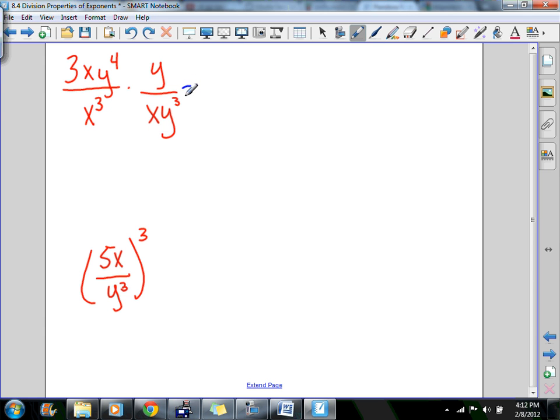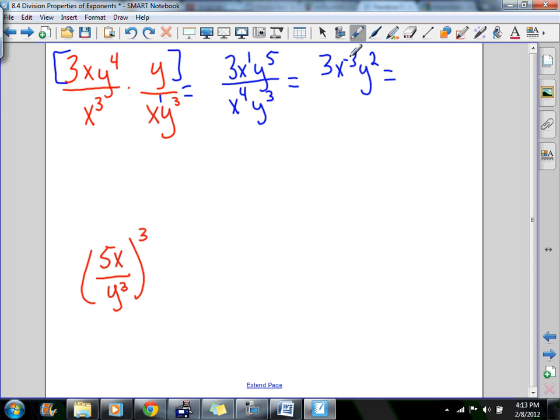So the top, we're going to look at just the numerator first. So we get 3x to the first, y to the fifth, and the bottom we're going to get x to the fourth, y cubed. 3 is going with nothing, so that's going to stay. X is going to become x to the negative 3, and the y's become y squared. We then get rid of that negative. We get 3y squared over x cubed.